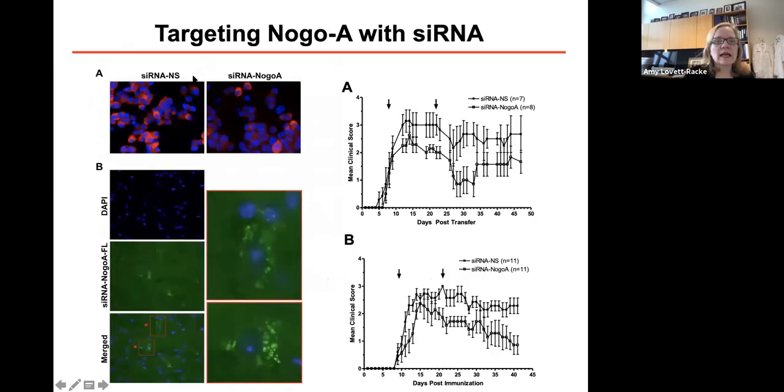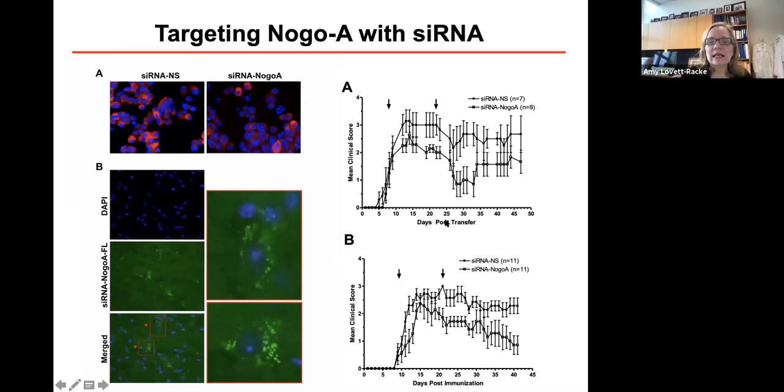This is just looking at NOGO in red. This is in a cell culture, and you can see when we give the siRNA for NOGO-A, we had about an 80% reduction in the amount of NOGO-A expressed in the cell line. We then tagged the siRNA with a fluorescent tag and injected it IV to look at where it went. If you look at these two cells, these two cells are larger, and you can see that the fluorescently tagged NOGO siRNA gets into the cytoplasm where it needs to be for an siRNA.